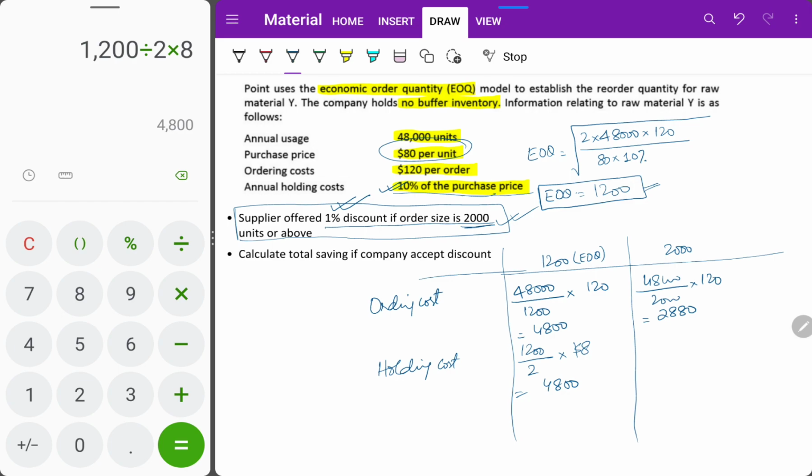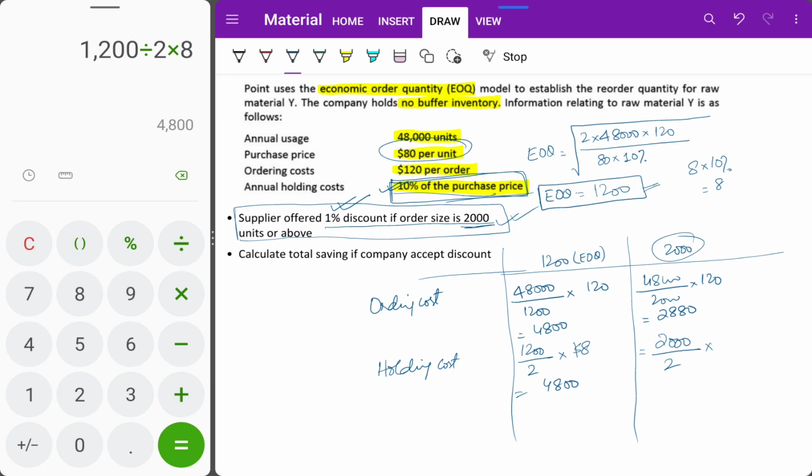And what will be the holding cost at 2000 units? Just pause this video and calculate it first, and then I will tell you what the issue is. Okay, so order size is 2000 units, divided by 2, that will give you 1000, right? Now you have to multiply it with the holding cost per unit per annum. What will be the holding cost per unit per annum? Originally holding cost was calculated as 80 times 10%, and we calculated it as 8, right? But the problem is that your holding cost is dependent upon the purchase price.